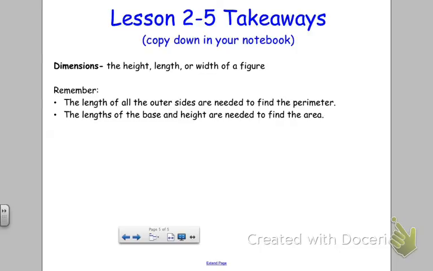All right, our takeaways, not too many this time. Dimensions, that's just another word for the height, the length, the width. Those are all dimensions of a figure. And remember, the lengths of all the outer sides are needed to find the perimeter, and the lengths of the base and height are going to be needed to find the area. And of course, base and height are always perpendicular.